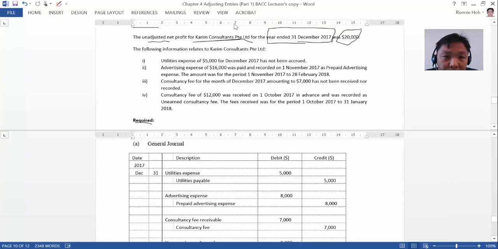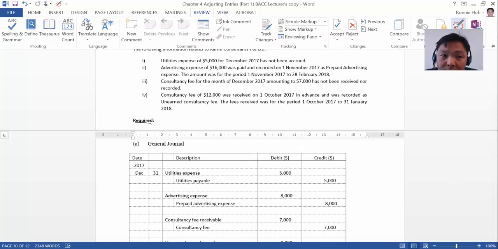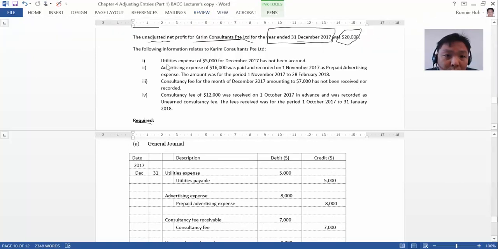Alright, first up, utilities expense of 5,000 for December 2017 has not been accrued. Remember, the adjusting entries are all at the end of the financial year, in this case December 31st, 2017. When it says utilities expense has not been accrued, it means the accrual has not been recorded. Utilities is an expense, so this must be an accrued expense scenario, whereby the expense has been incurred. That's why we need to record the expense by debiting it.